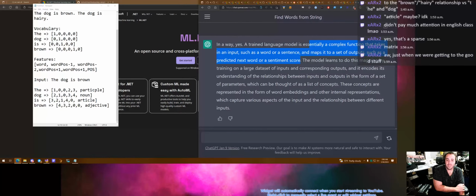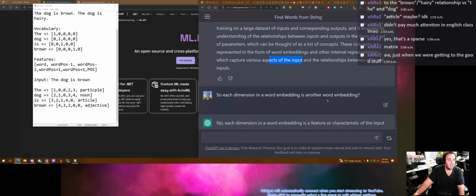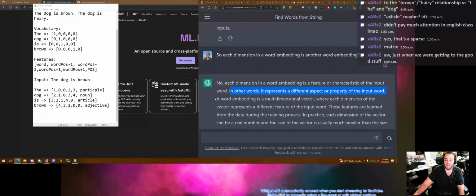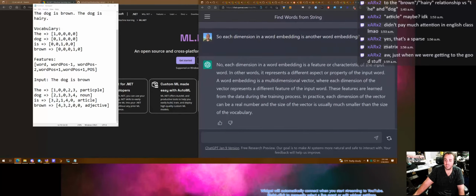These concepts are represented in the form of word embeddings and other internal representations, which capture various aspects of the input, like the positioning and part of speech, and the relationships between different inputs. So each dimension in a word embedding is a feature or characteristic of the input word. In other words, it represents a different aspect or property of the input word. A word embedding is a multi-dimensional vector, and so on, same thing. It repeats itself.